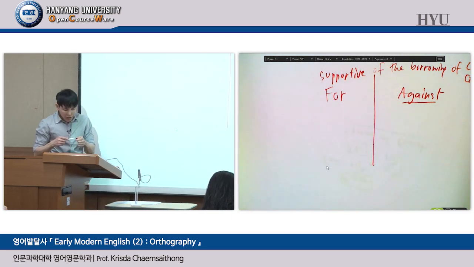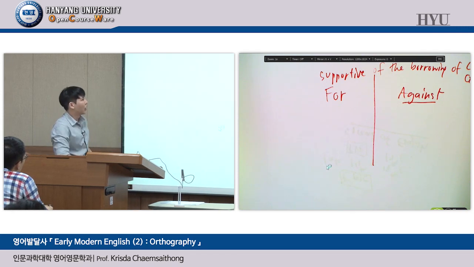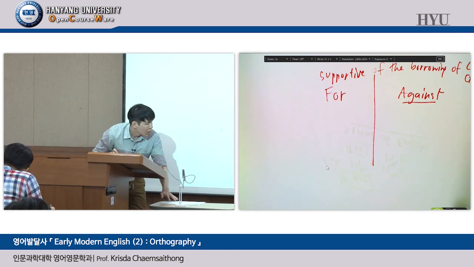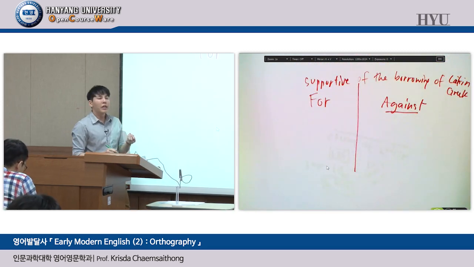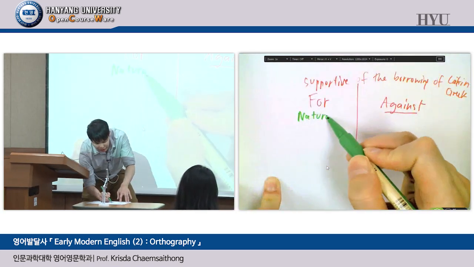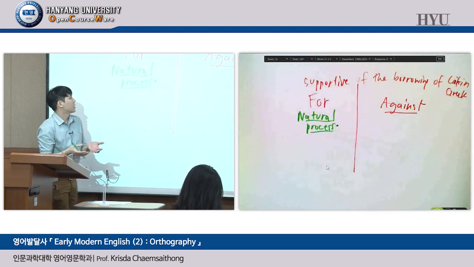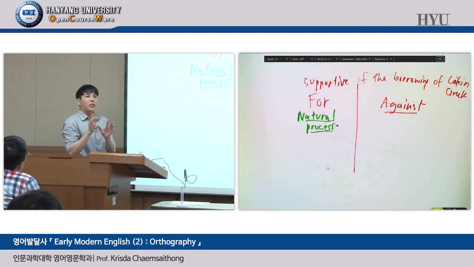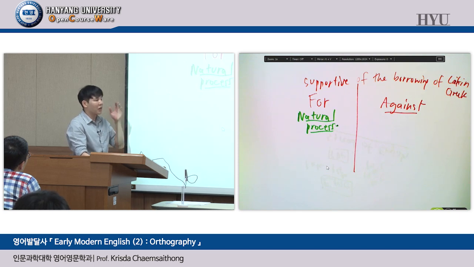So why do the for people support the borrowing of Greek and Latin terms? One of the reasons is that they think borrowing is natural. So it's a natural process, meaning that borrowing terms from other languages is normal. It's natural, so we should not be against it. So that's one argument, right?